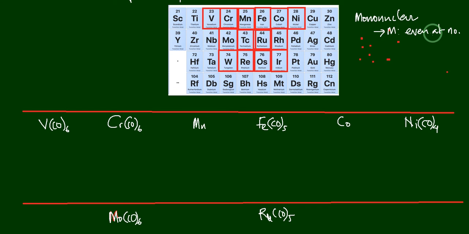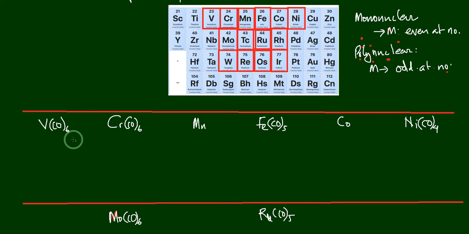Now let us come to the polynuclear carbonyl complexes. Generally, metals with odd atomic numbers, and that is very important, or normally, metals with an odd atomic number give this type of carbonyl complexes. But this rule is not very strictly correct. There are many exemptions to this.